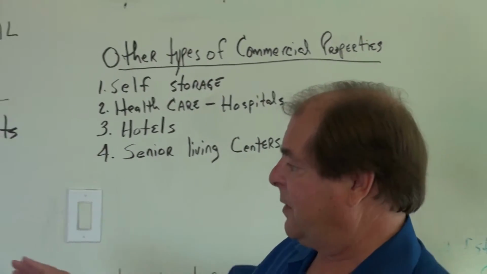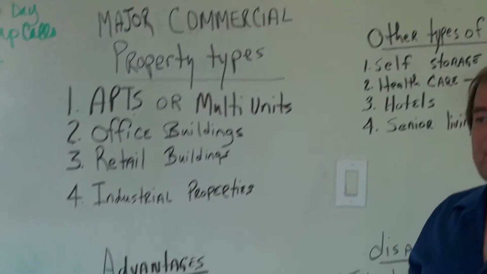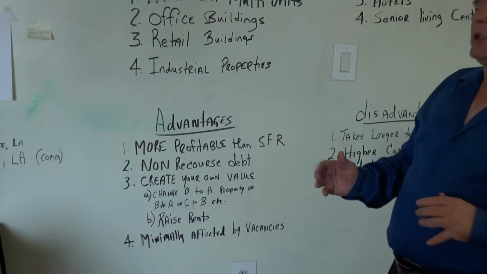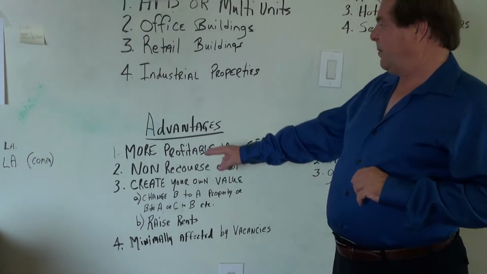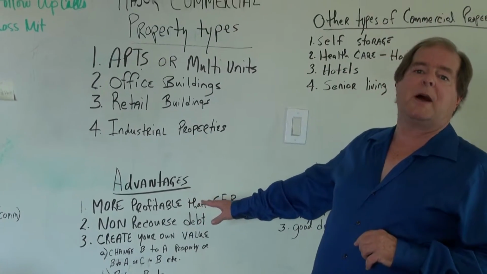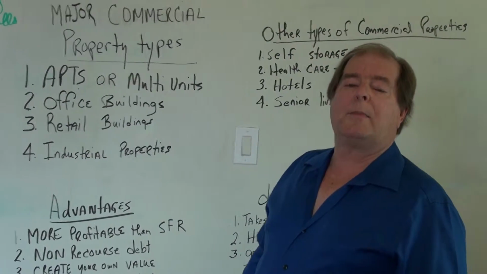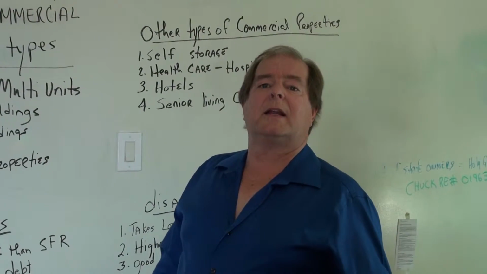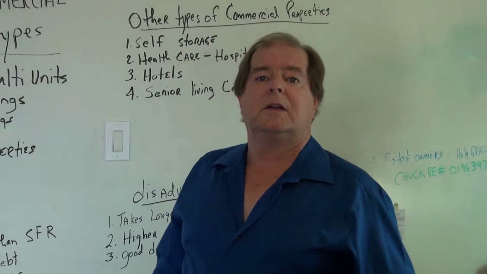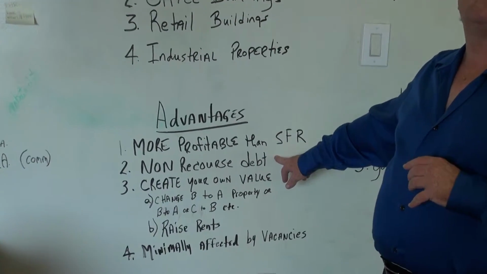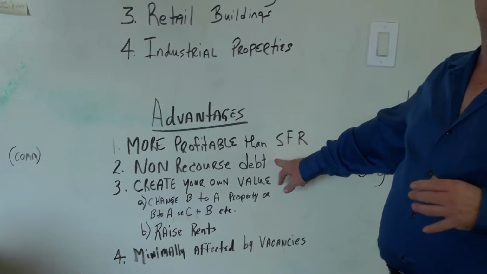Okay, I'm going to come over here to the advantages now. What are the advantages to owning commercial property over residential property? Well, number 1, it's more profitable than buying a single family dwelling. If you buy a 30-unit apartment building, chances are you're going to make a lot more money than if you bought a house.